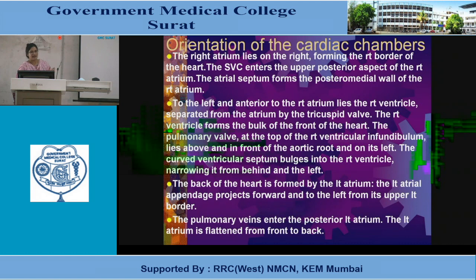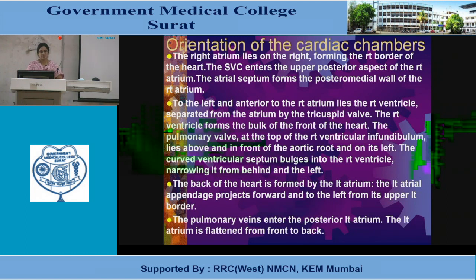Now to the left and anterior to the right atrium lies the right ventricle, separated from the atrium by the tricuspid valve. The right ventricle forms the bulk of the front of the heart. The pulmonary valve at the top of the right ventricular infundibulum lies above and in front of the aortic root and on its left side. The curved ventricular septum bulges into the right ventricle.